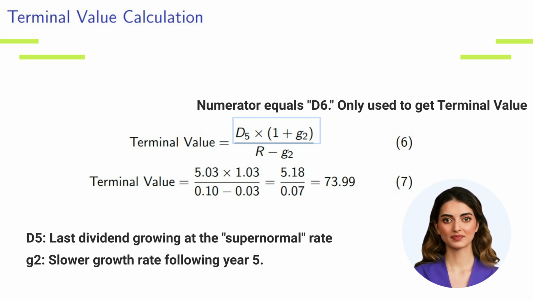Substituting the numbers, the terminal value equals $5.03 multiplied by 1.03 and then divided by 0.10 minus 0.03. That's $5.18 divided by 0.07, which equals $73.99. This means the value of all future dividends beyond year 5 is $73.99, but this is still in year 5 terms, so we'll need to discount it to today's value.